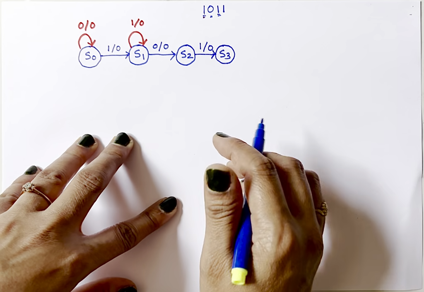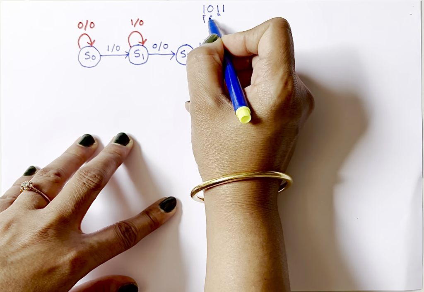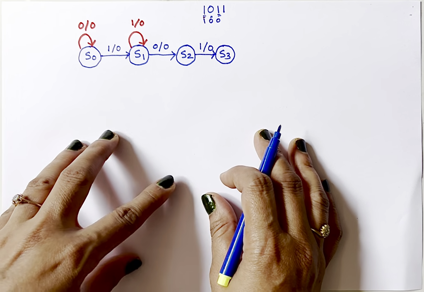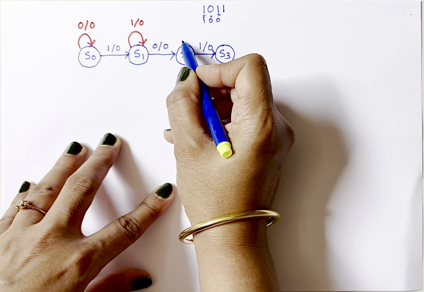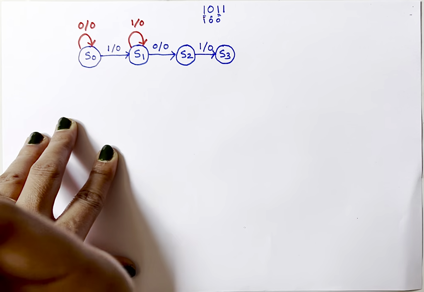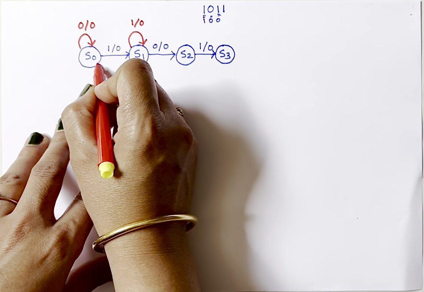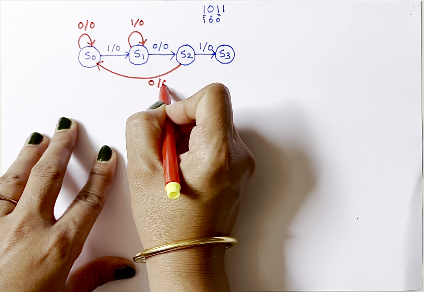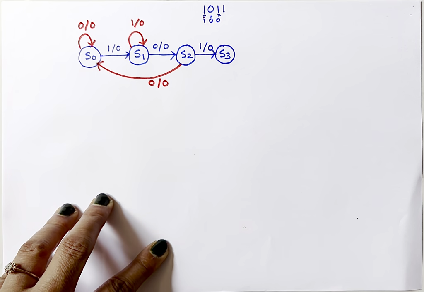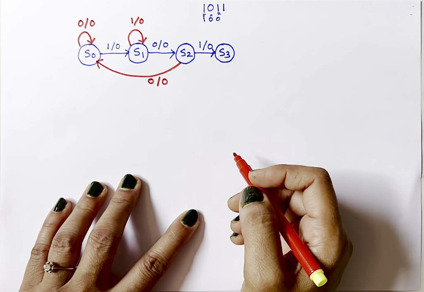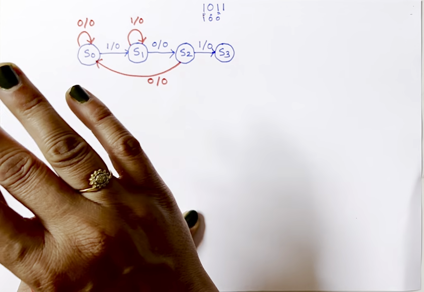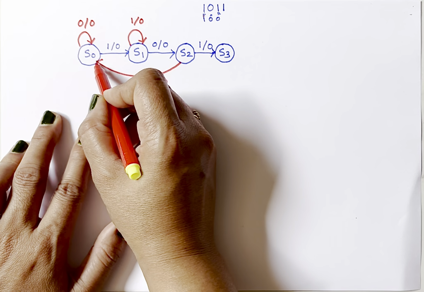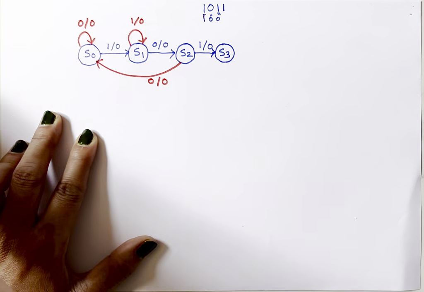What if 0 comes? That is, first 1 came, then 0 came, and then instead of 1, it is possible that again 0 comes. In that case, it will go back to state S0. And why? Because after 1, 0, a 0 is not expected. So we need to start from the beginning, and it will go to our initial state, that is S0.